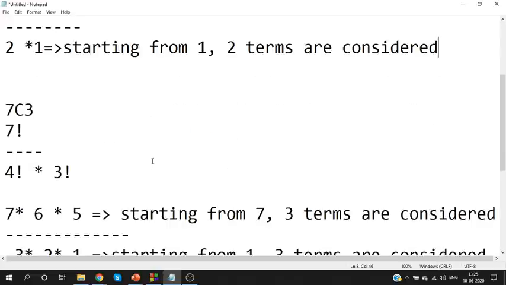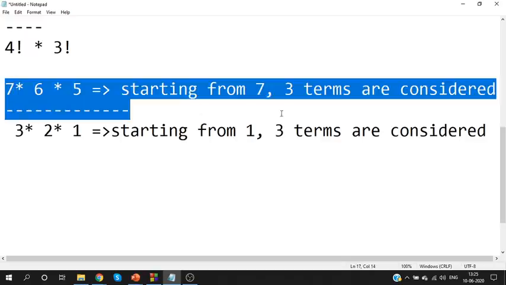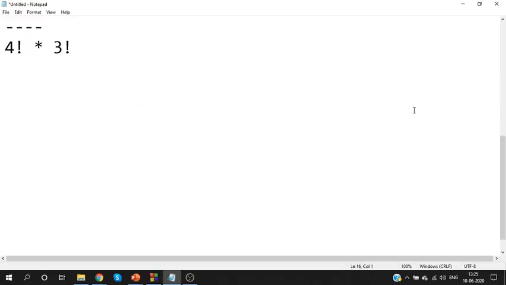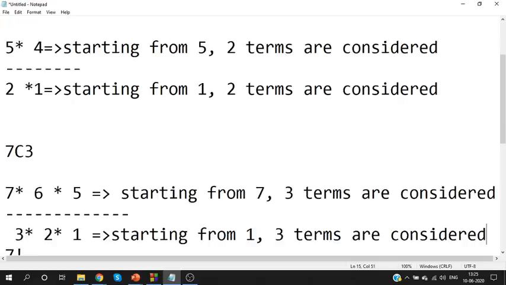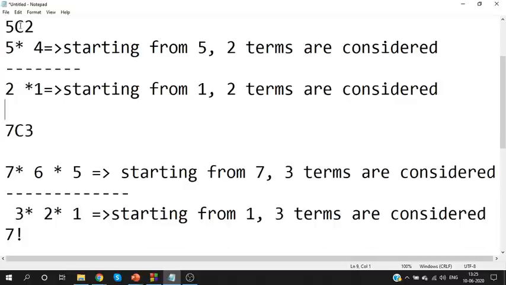Yes, okay. So what do you observe here? Let me take this line to the top so that you'll understand. For 7C3, starting from 7. For 5C2, starting from 5. Look at this. When you compare these two statements, this 5 and this 7 is nothing but the n value. If it is 7 here, we have 7 here. If it is 5 here, we have 5 here.